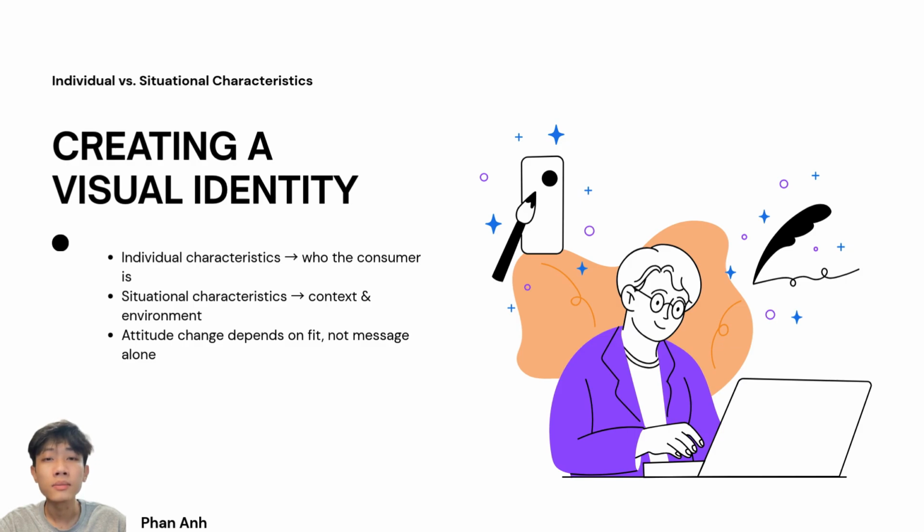Situational characteristics refer to the context in which persuasion happens. This includes time pressure, mood, social setting, and the communication medium, such as online versus in-store. For example, the same consumer may ignore an ad when busy, but be more receptive when relaxed or influenced by friends. Therefore, effective execution happens when the strategy, the individual, and the situation are aligned.